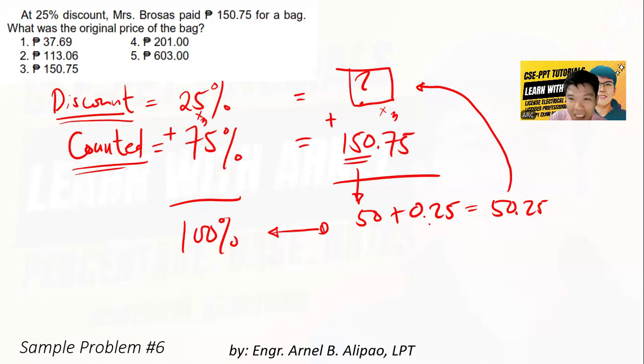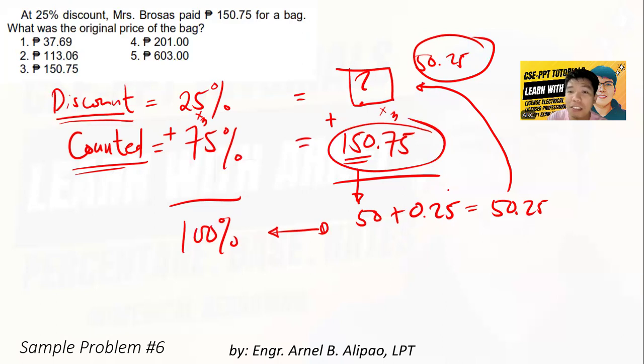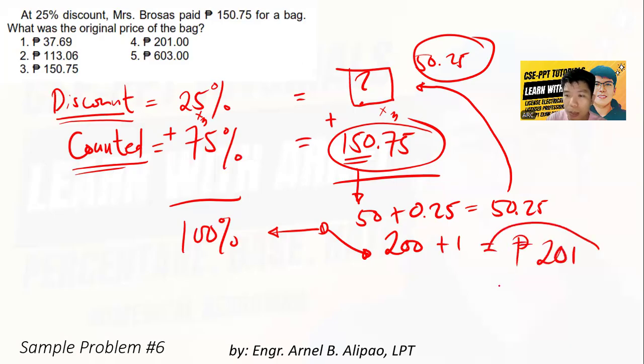So meaning to say, we have the discount 50.25 plus the 150.75 pesos, the amount that you paid. So 150 plus 150, you get 300, and then 0.25 and 0.75, that's 1 peso. So plus 1, we get 201 pesos as our original amount, the original price of the bag. You get it?